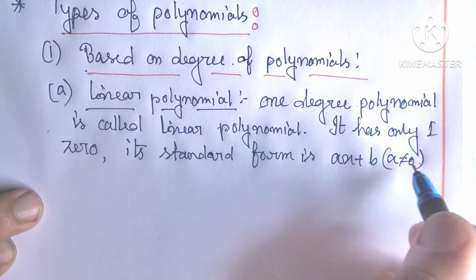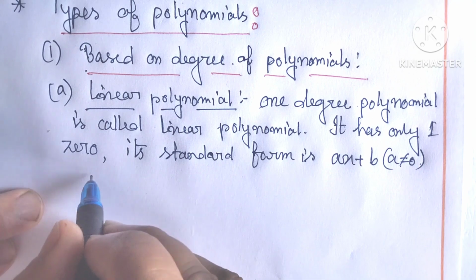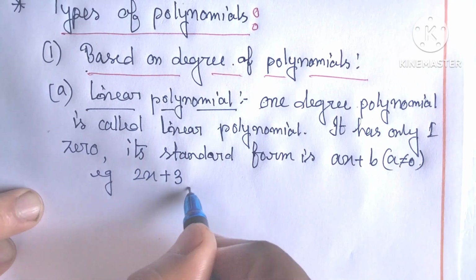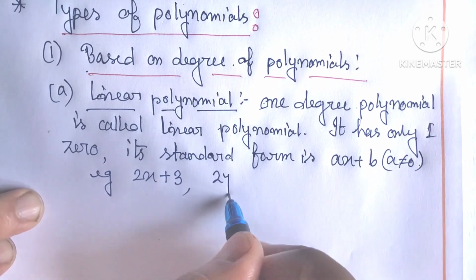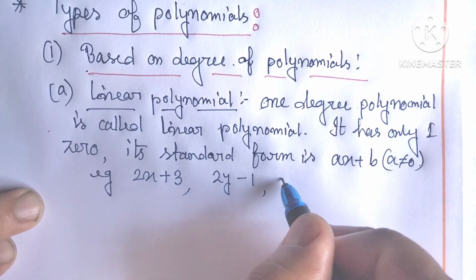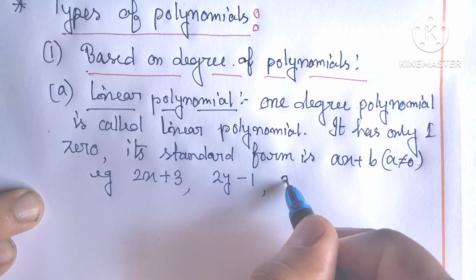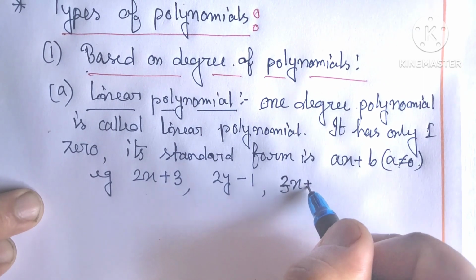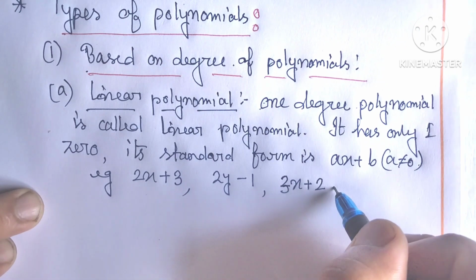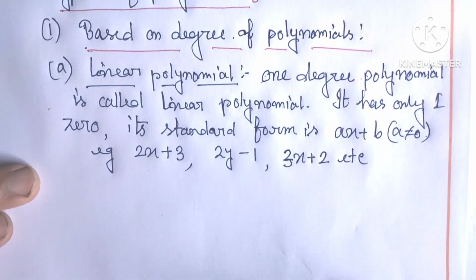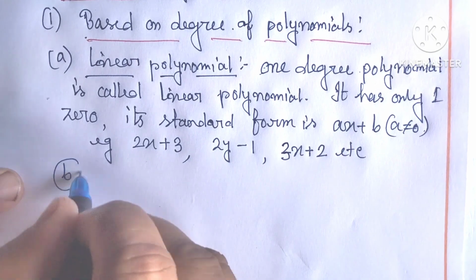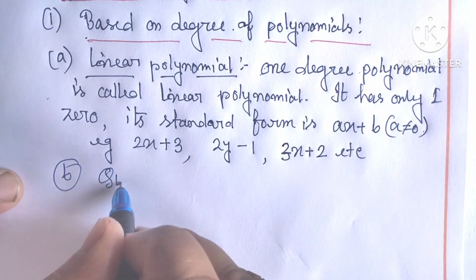So here a is not equal to 0. For example, 2x plus 3, 2y minus 1, 3x plus 2, etc. are linear polynomials.